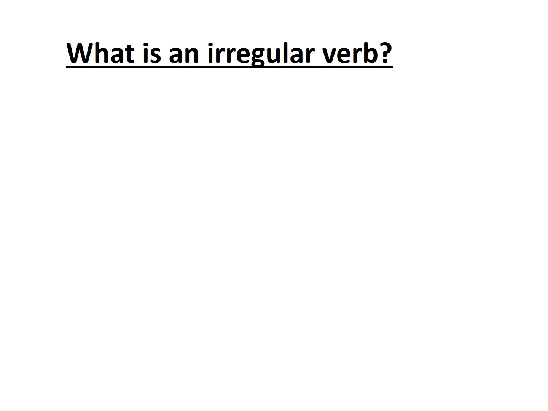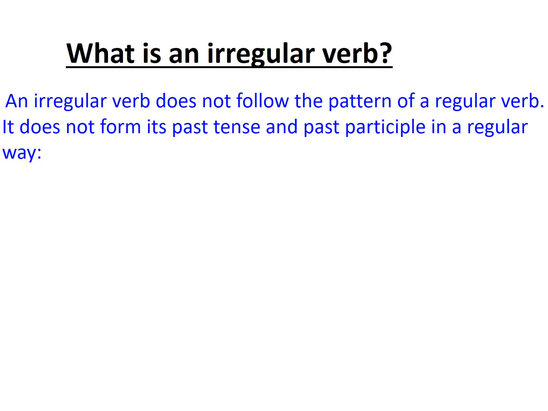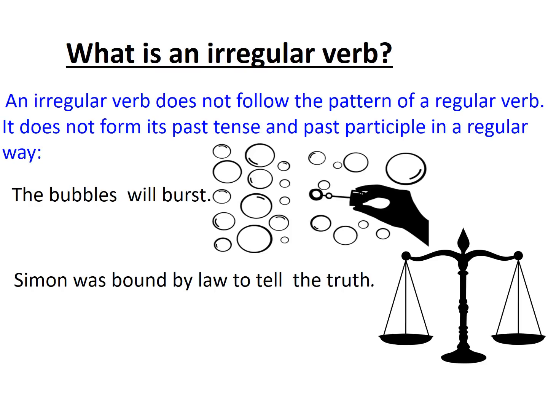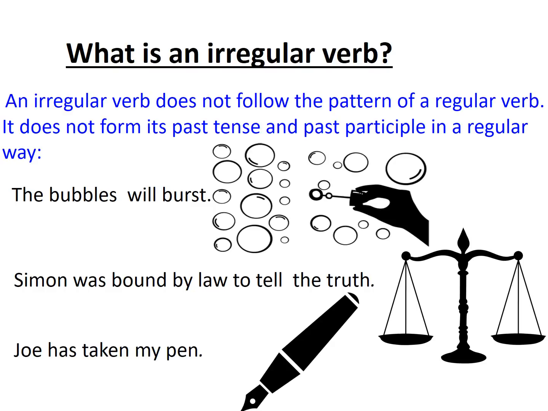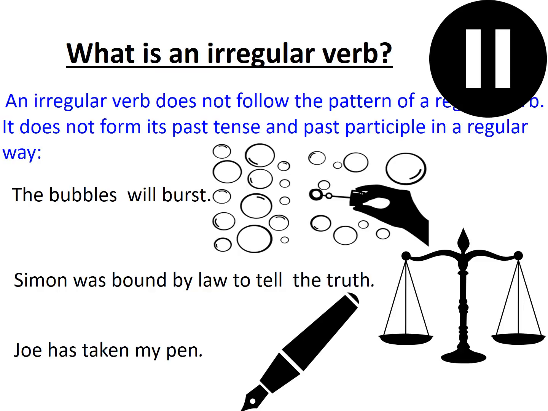So what is an irregular verb? Well, as irregular suggests, this type of verb doesn't follow the pattern we would expect of a regular verb. It doesn't form its past tense or past participle in the usual or regular way. Each of the sentences below uses an irregular verb. What I'd like you to do is identify the verb in each sentence. And if you can, guess at how the verb is irregular. Hit pause if you need thinking time.